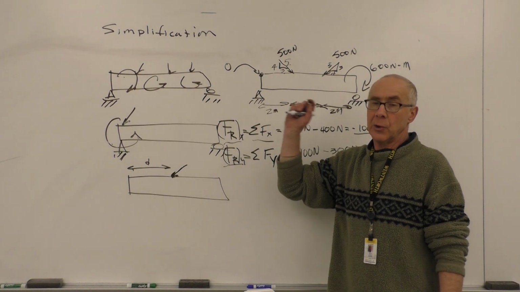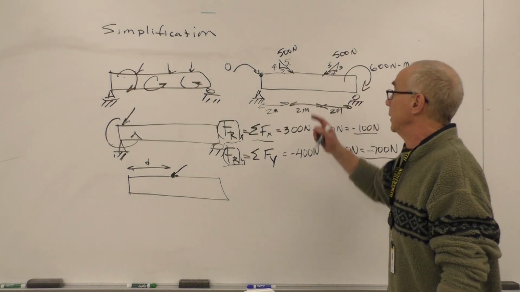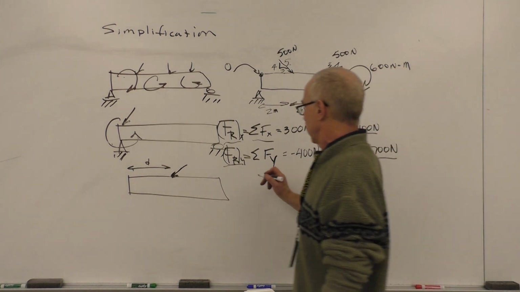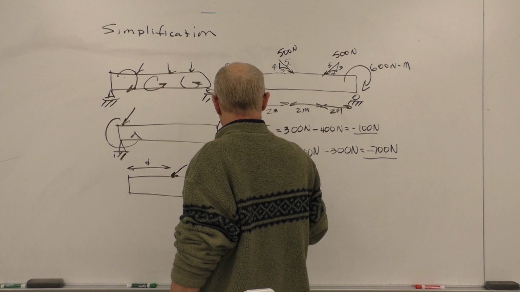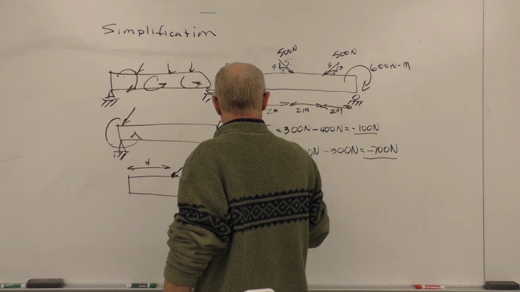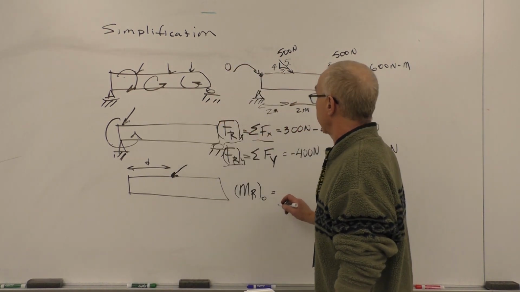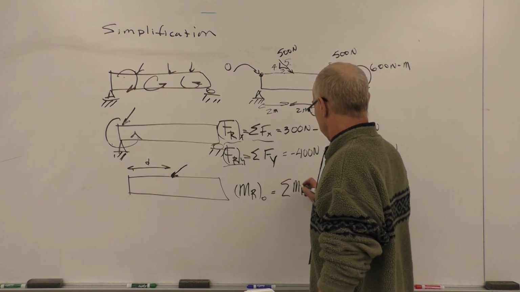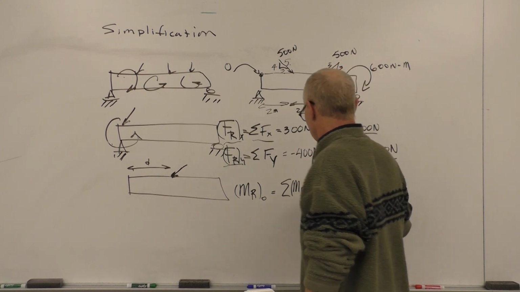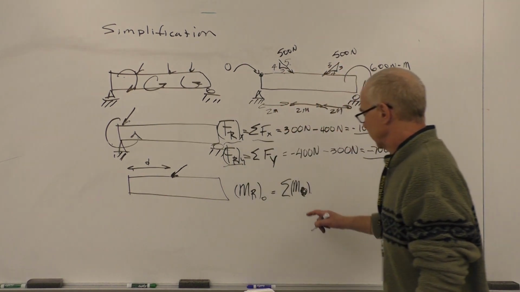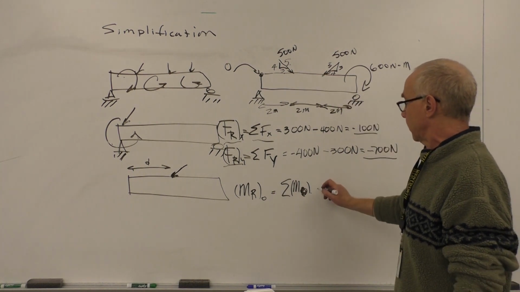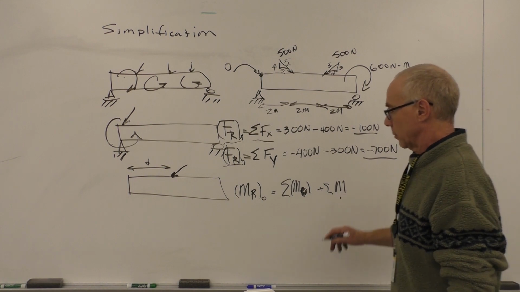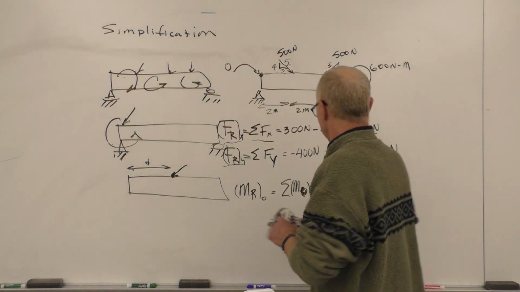So they have zero contribution to the moments. But we need to consider the vertical forces. So let's do that now. I'm going to write here M_R about O equals the sum of the moments resulting from the forces plus the sum of the moments from the couples. And let me erase that because we're going to run out of space.